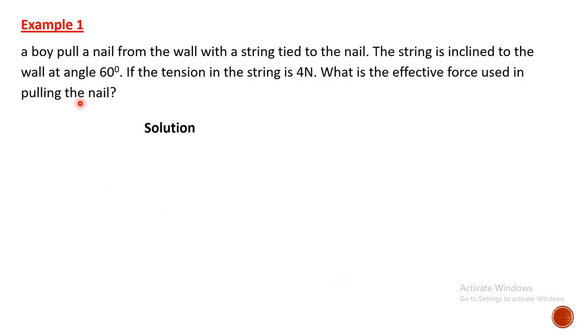Okay. So let's look at this example. A boy pulled a nail from the wall with a string tied to the nail. The string is inclined to the wall at an angle of 60 degrees.